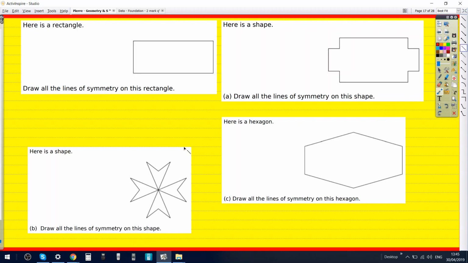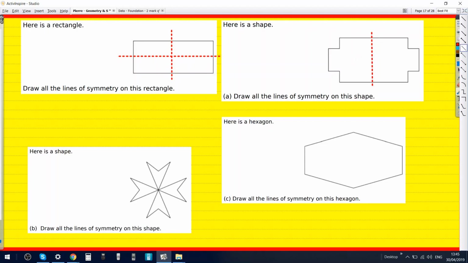Okay, how about top left? Lines of symmetry in the rectangle. It would just be through the middle, going down, and down and across. So there's actually 2. How about top right? Same as a rectangle. Down through the middle and across. How about bottom left?